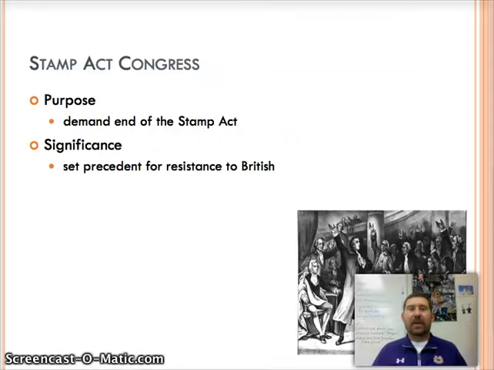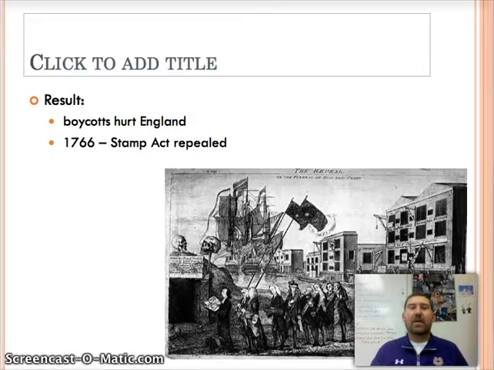So here's what happens. The colonists are protesting this thing so loudly that they eventually organize and form what's called the Stamp Act Congress, which was put together to demand an end to the Stamp Act. They're actually going to holler at Britain and tell them that they should end it because it's not fair and it's not right. The significance of it is probably the most important thing, is that it set a precedent for resistance against the British that we're going to see manifest itself when it comes to the actual events close to the Revolutionary War.